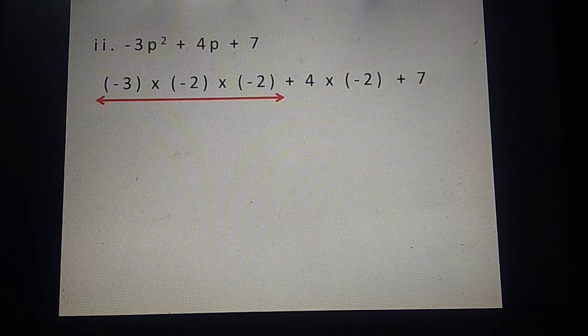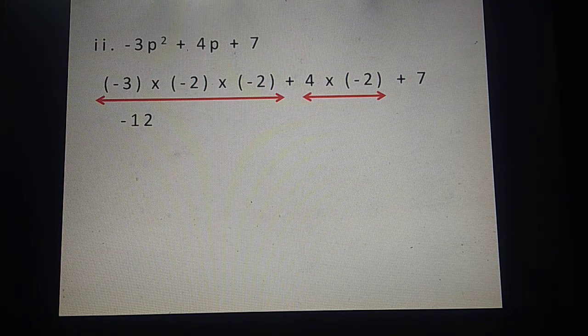There are 3 numbers, multiply them. All the 3 numbers are negative. So how many negative numbers are there? 3. That is odd. So there are 3 minus signs, and the final answer will also have a minus sign. It's minus 12. Now in the next case, only one number is having a minus sign. Again the answer will be minus.